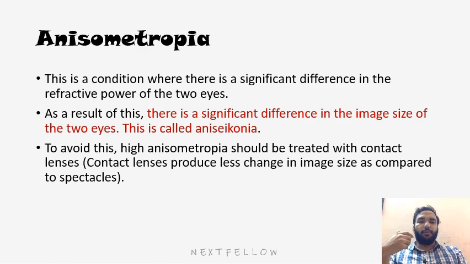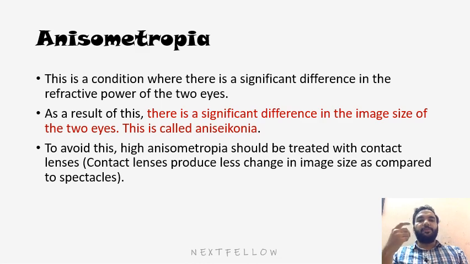Anisometropia, this is an important point. This is a condition where there is a significant difference in the refractive power of the two eyes. As a result, there is a significant difference in the image size of the two eyes. It's called aniseikonia. They can ask you this as an MCQ because the word itself is a little different, aniseikonia. To avoid this, high anisometropia should be treated with contact lenses.